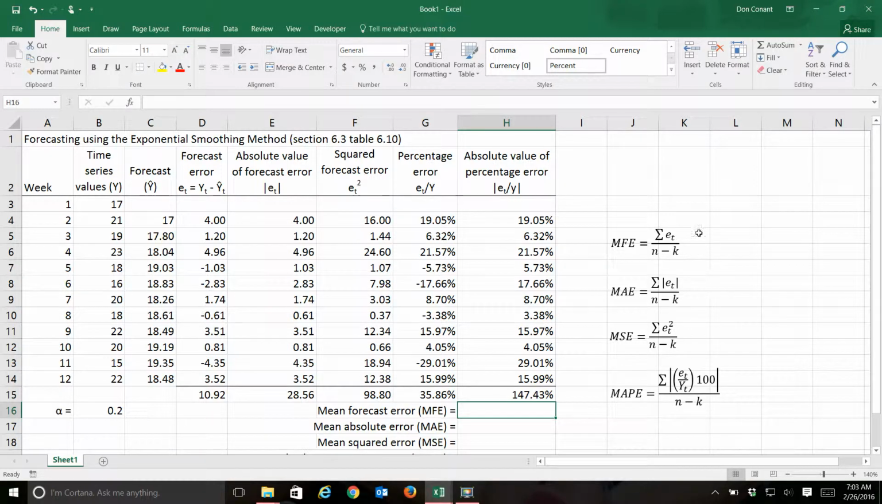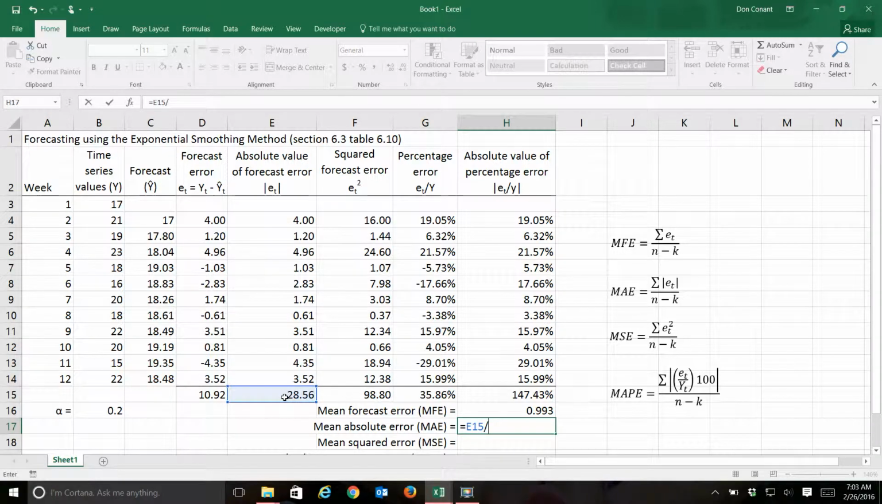The mean forecast error, the formula for that is right here. So we'll take the sum of our forecast errors and place that over our n of 12 minus our k of 1. We used one period for the forecast. Correct for some decimals here. Mean absolute error, formula's right here. We'll use the sum of the absolute error. We'll take our n of 12 minus our k of 1. Correct for those decimal places.